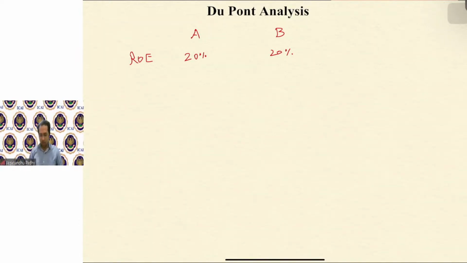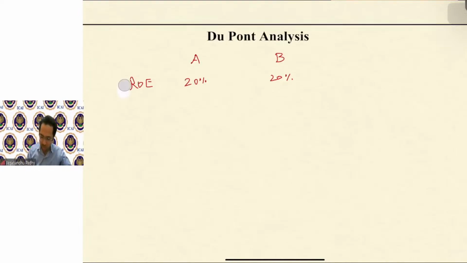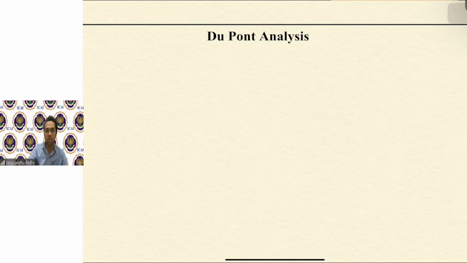Therefore, there was a French company called DuPont, which represented its financial statements in a typical pattern, which we call the DuPont chart. It distributes the return on equity into three factors.